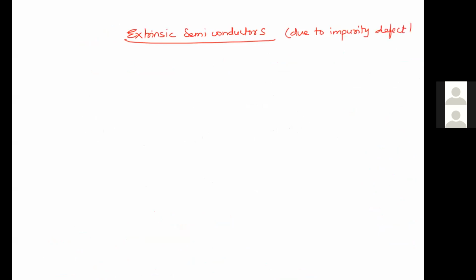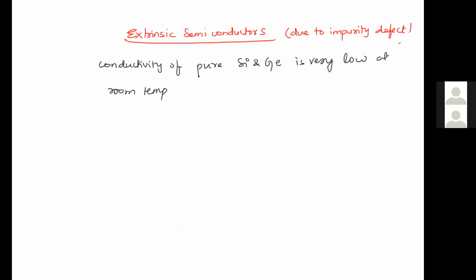So next we have the extrinsic. As I said, this is due to the impurity defect. What happens here? Generally, the conductivity of pure silicon and germanium is very low at room temperature. That's why it doesn't conduct until you send heat.